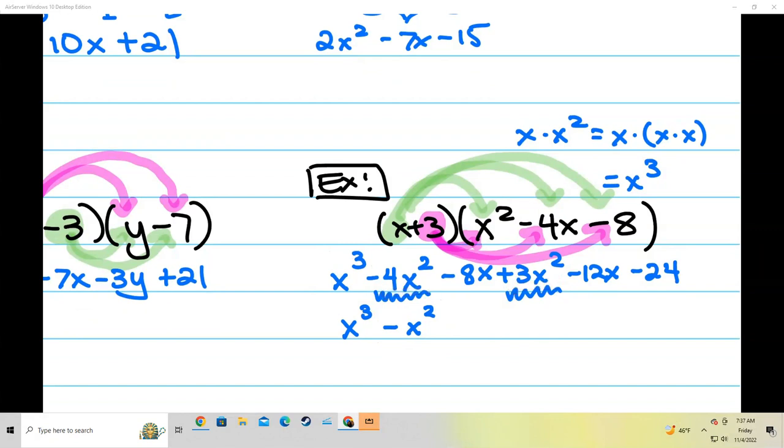Now that I'm done with my x squareds, I'm going to go to my x's. X's, I see negative 8x's here. I should circle those. I see negative 8x's here and negative 12x's here. If I put negative 8 with negative 12, that gives me a negative 20x. And then as far as constants, I have a negative 24, and that's as far as I can go.